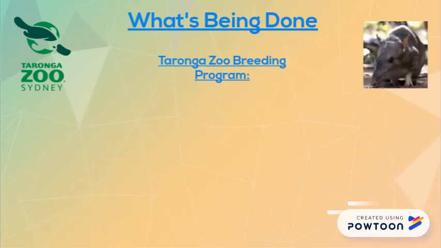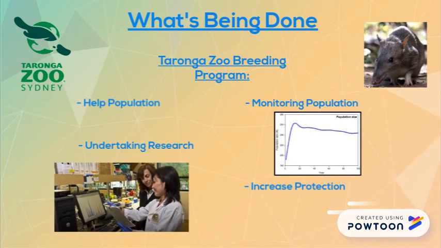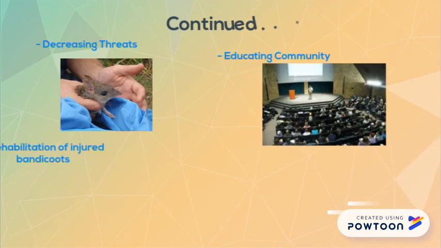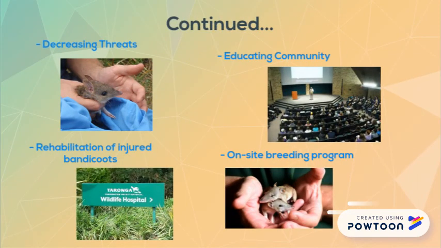Taronga Zoo is working with the New South Wales National Parks and Wildlife Service to develop and run the first recovery plan for a mammal species in an urban and natural context. The program aims to help the population by increasing protection for the bandicoot on both publicly owned and freehold land. Taronga Zoo is decreasing threats while educating the community about these issues.